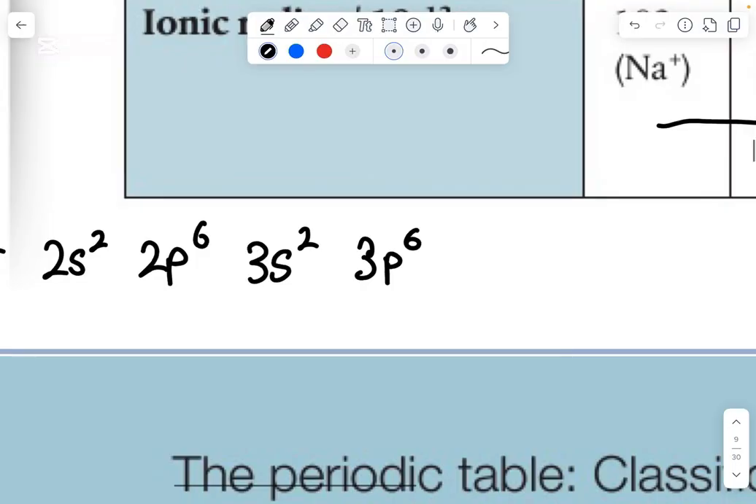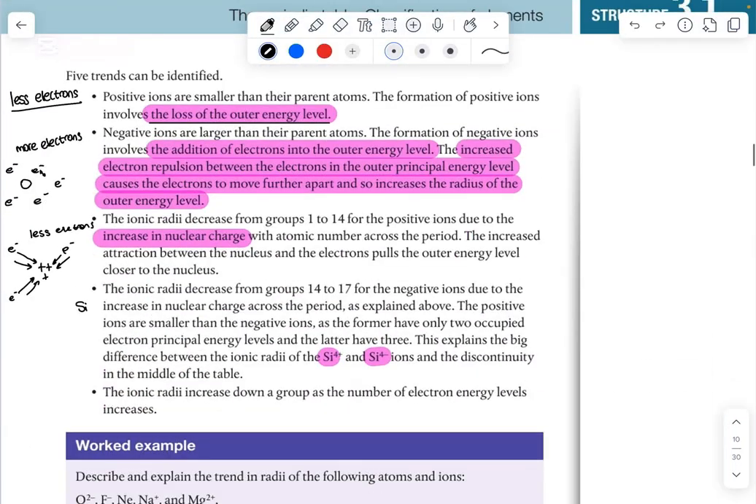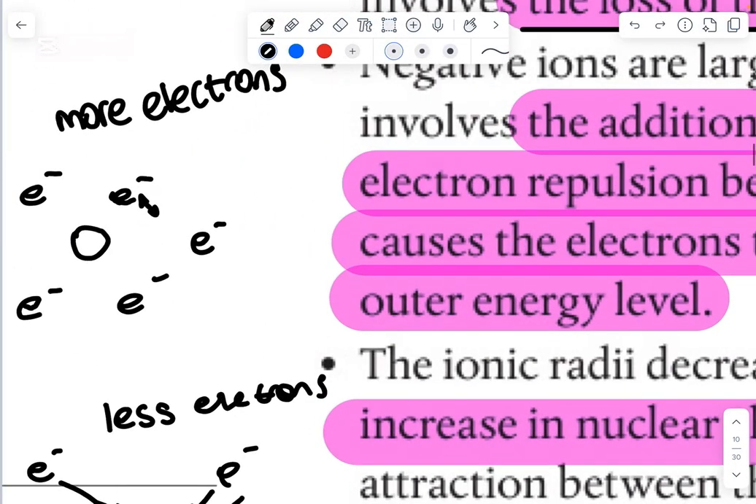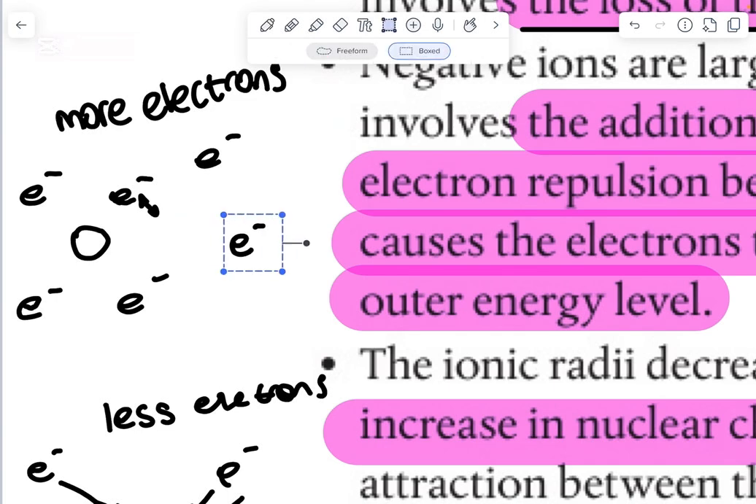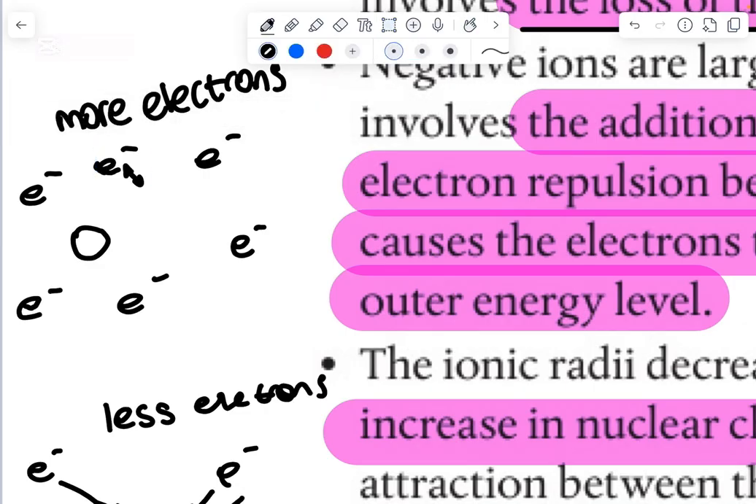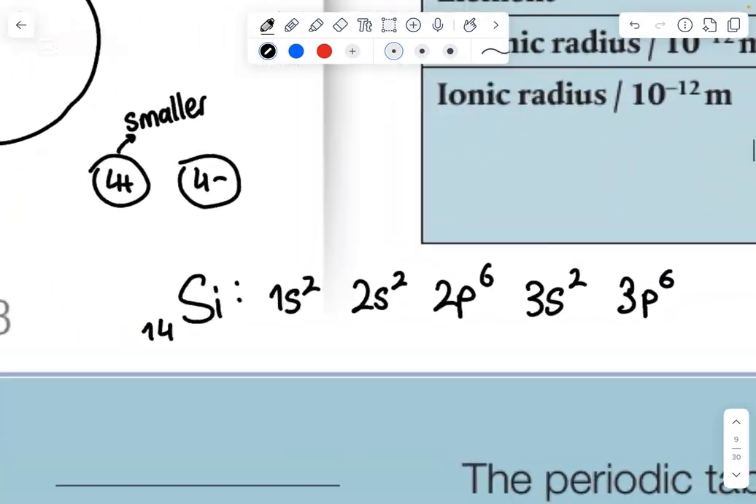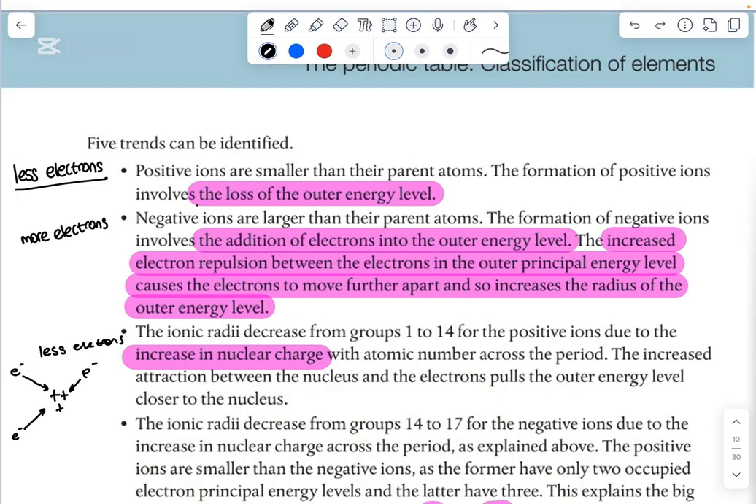These electrons are going to repel each other, just like what I said over here. When you introduce new electrons to an atom or an ion, these electrons are going to move farther away from each other because of the electrostatic repulsion between them. And that's how you have the huge jump between the silicon ions. So positive ions are smaller than their parent atoms. This is because of the loss of the outer energy level.